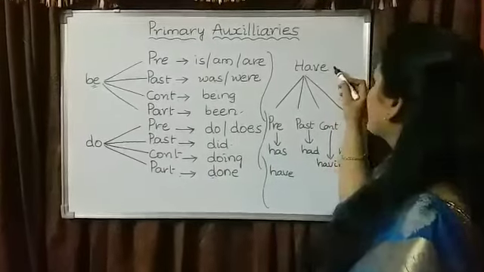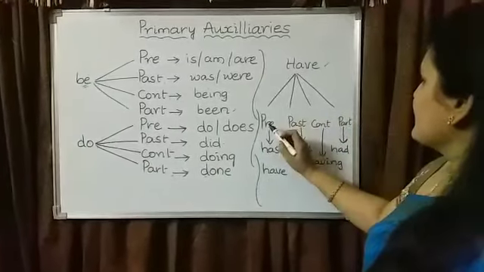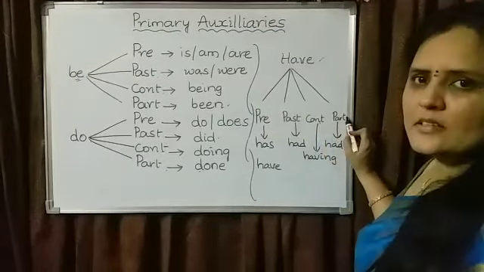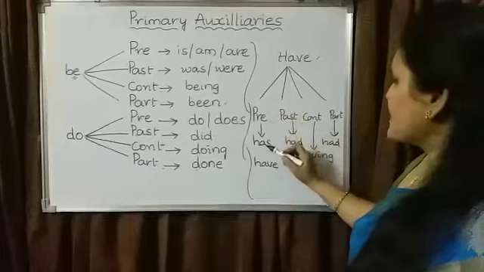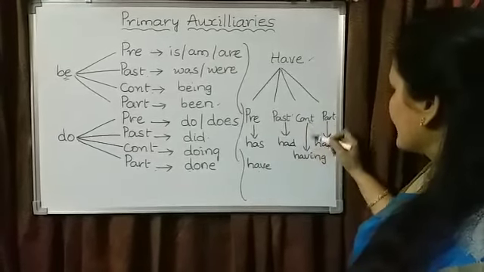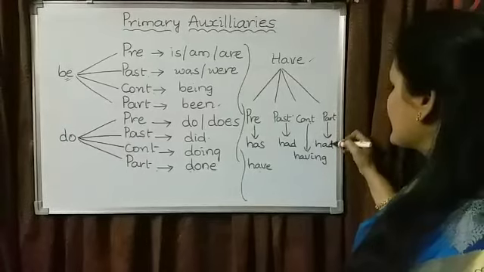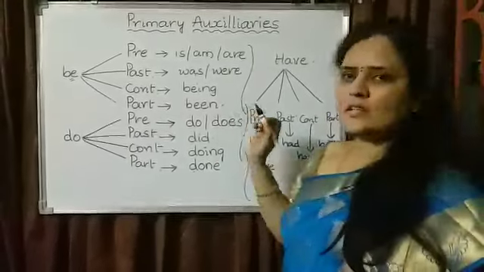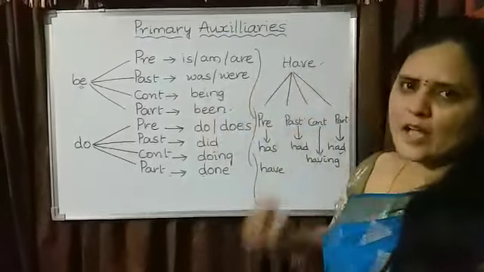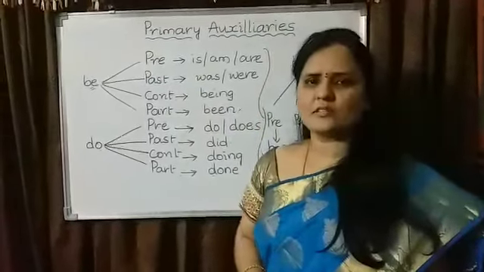And coming to have forms. Present tense, past tense, continuous and participle. Present have forms are has and have, past is had, continuation is having and participle is had. So these are very, very important: be forms, do forms and have forms. Now let's see modals.